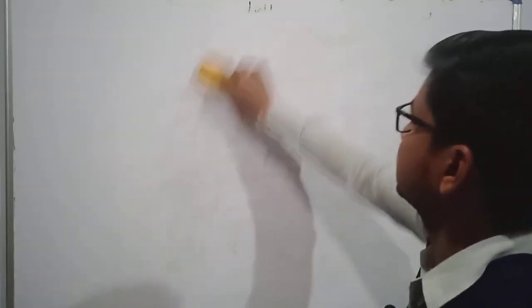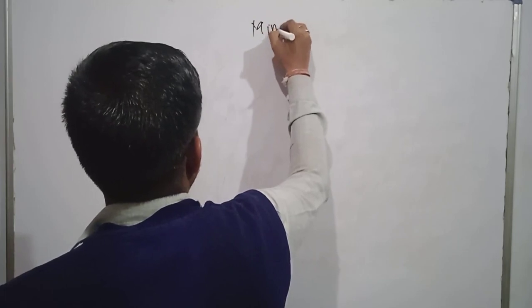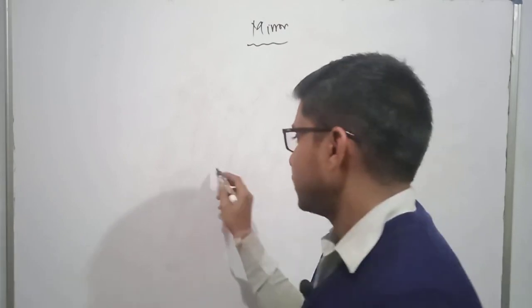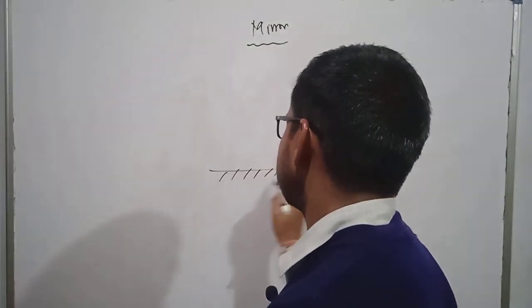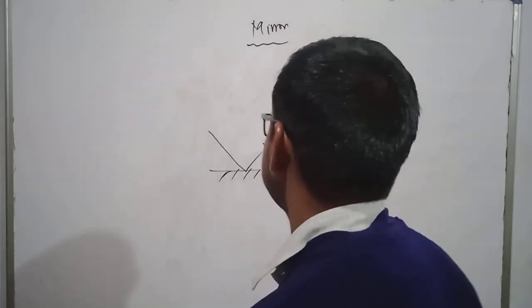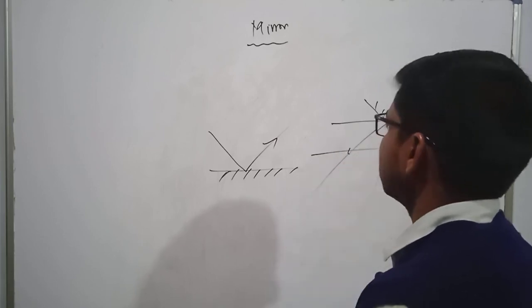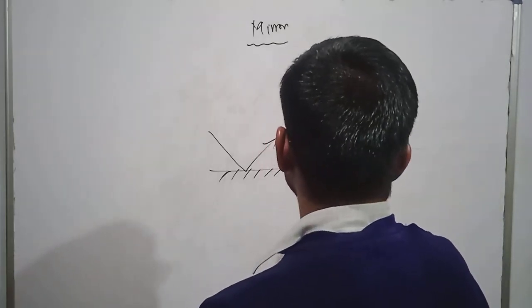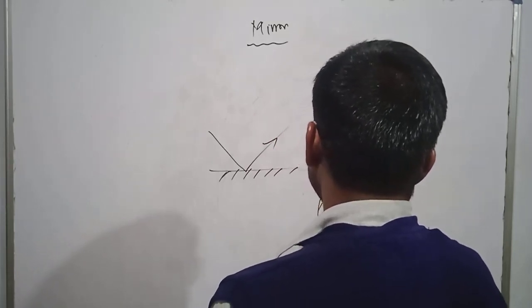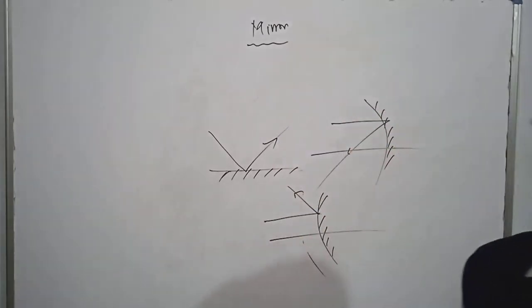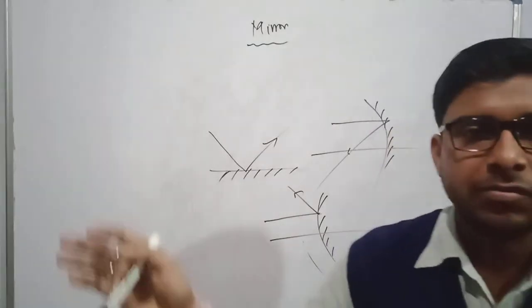What is a mirror? A mirror is a polished surface. Now what is a polished surface? A mirror is a polished surface that reflects light. This is a symbol that the mirror is polished. When light falls on it, it gets reflected. This is also a polished surface. When light falls, it is reflected. These are examples of polished surfaces. It means a mirror is a polished surface that reflects light.